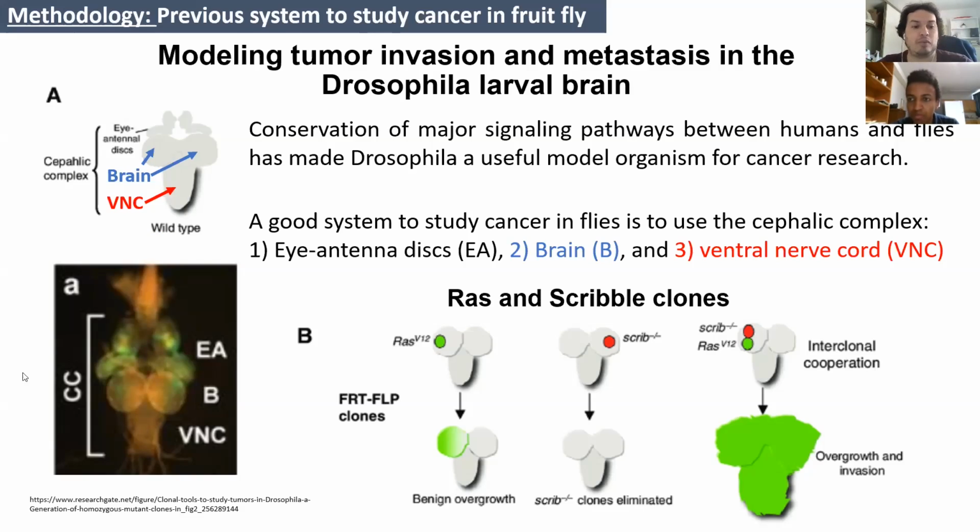They started studying this, believe it or not, in the larvae. This is the cephalic complex: the eye antenna, the brain, and the ventral neural cord. So what they did was produce tumors in the eyes, and they found that when they have RAS and Scribble, there's invasion into other tissues.